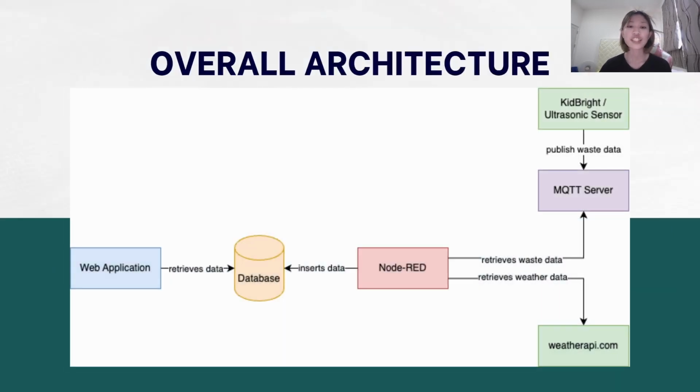For the overall architecture, we established a connection between KitBright and the ultrasonic sensor, enabling the transmission of waste data to the MQTT server. And Node-RED retrieves waste data from the MQTT server and also gathers weather data from weatherapi.com, subsequently recording it to the database. The web application then retrieves this data from the database for further analysis and visualization.